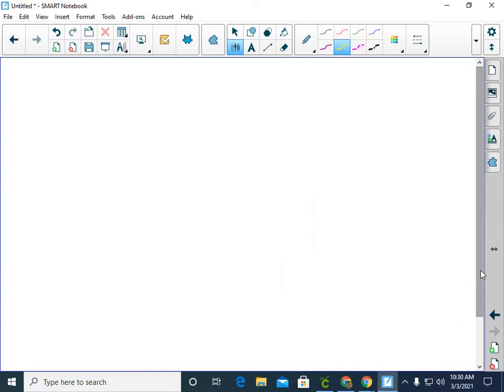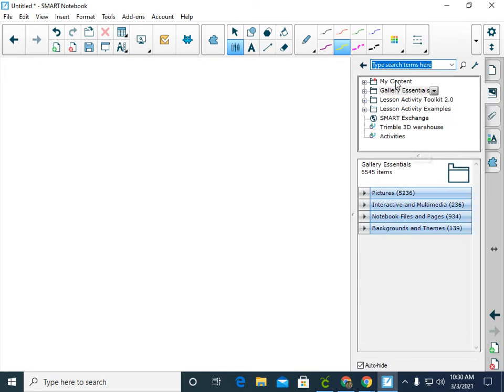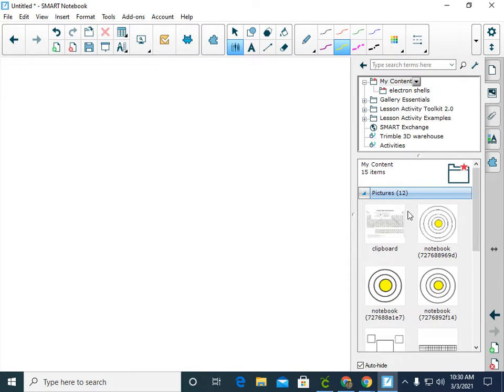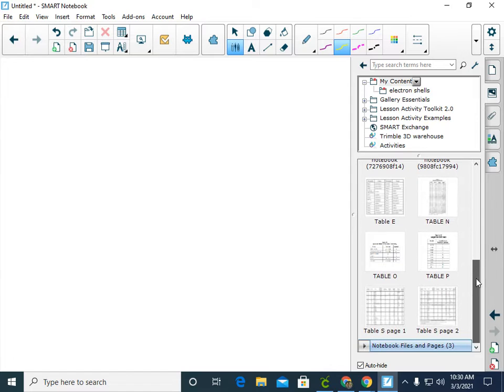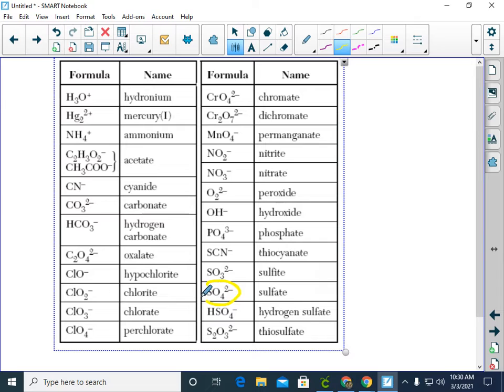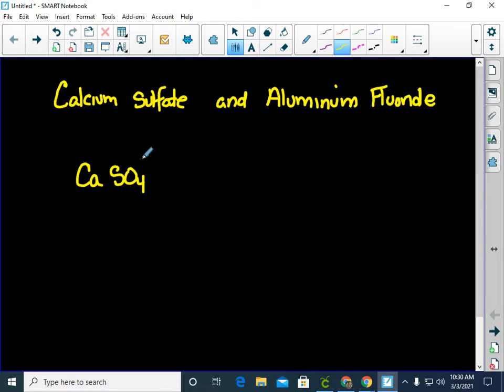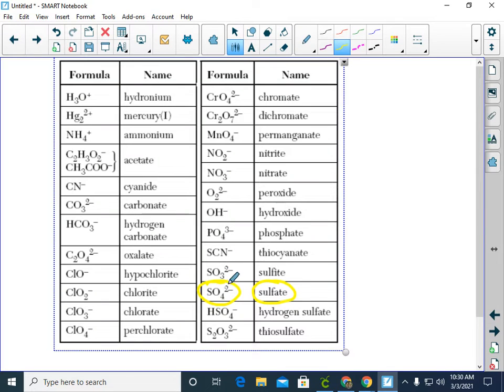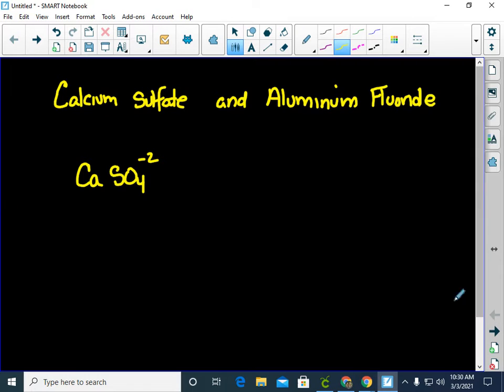If you don't know where the sulfate is, you would go and look at your table E. You'd find sulfate right here, and you'd copy it right onto your paper. So you'd have CaSO4, and SO4 has a -2 charge. Right there, -2. You would also look up calcium's charge. Calcium would have a +2 charge.